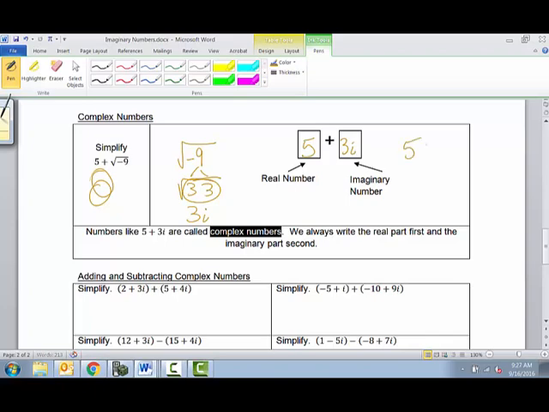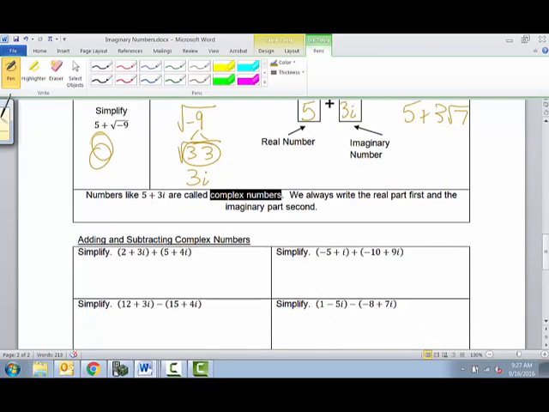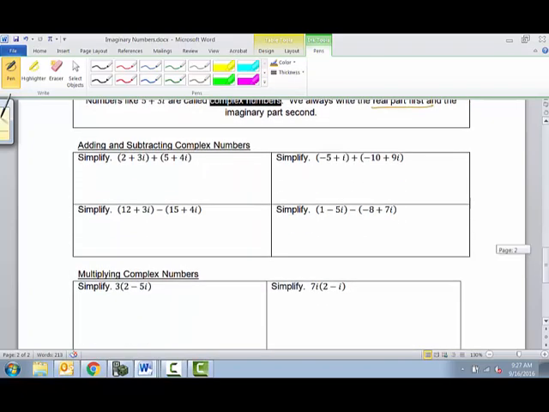Just like we had something like 5 plus 3 root 7. I is just a square root, so it's the same thing. But numbers like 5 plus 3i are called complex numbers because they have 2 parts, like compound words, complex sentences, and we always put the real part first. So it's what we try and do with the radicals as well.